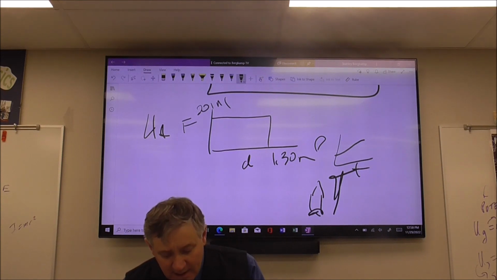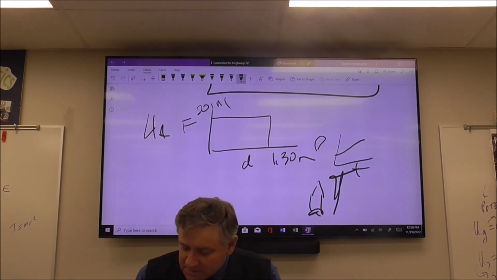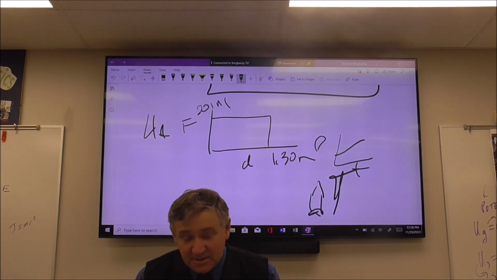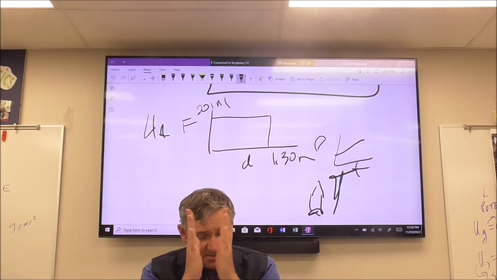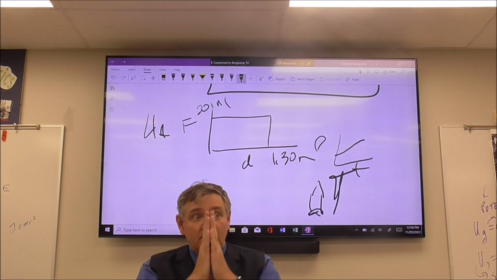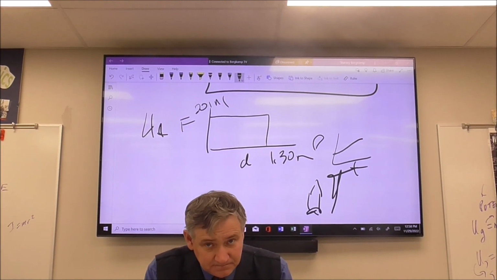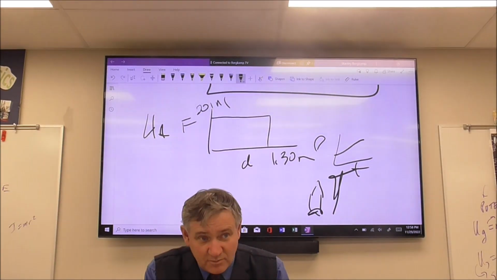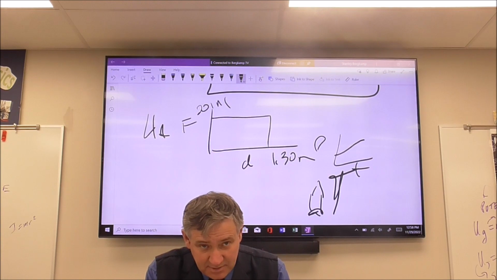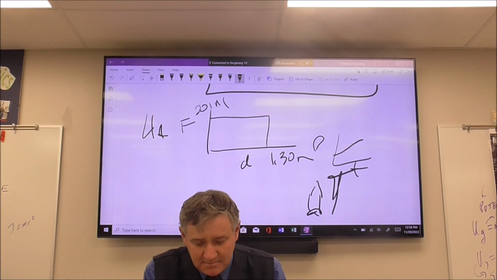When you get to number 8, you've got to go old school momentum. Imagine these people are facing each other. They're going to push off. What's the initial momentum of the system? 0. So afterwards, what does the momentum have to add up to? 0. Keep that in mind.